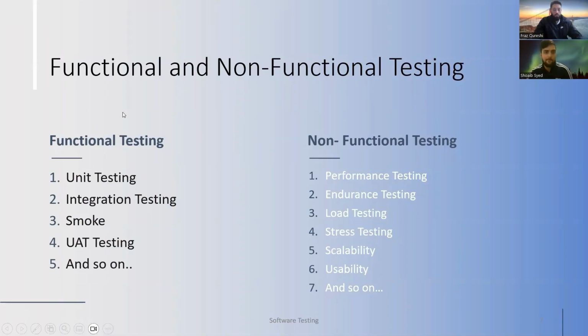Okay, now let's talk about functional and non-functional testing. As I said earlier, there are tons and tons of types of testing out there. We're going to explore the most important ones later on, like unit, integration and smoke. We'll talk a lot more about them later on. But if we look, there are two big categories of testing. One is functional testing, and the other one is non-functional testing.